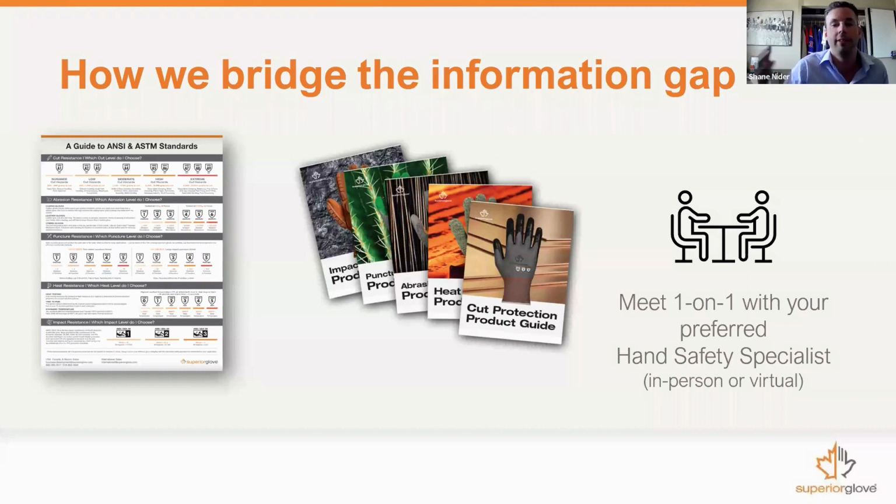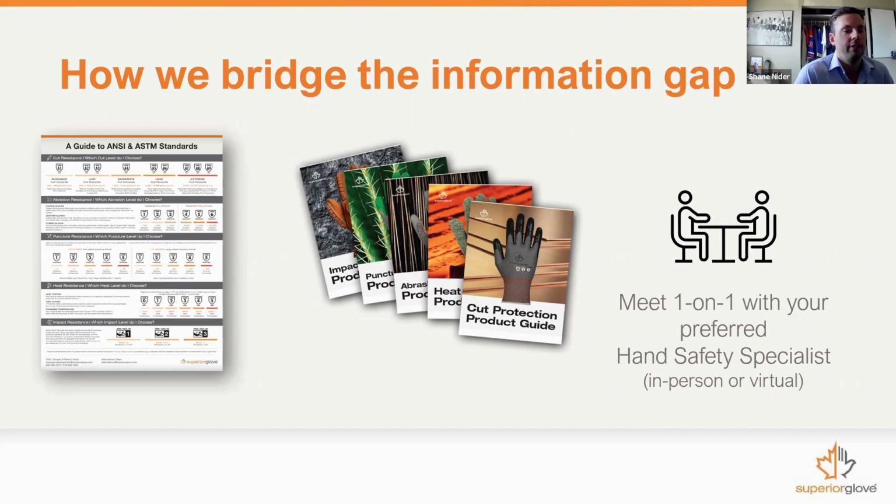So whether it's cut A1 to A9, puncture 1 to 5, that ANSI performance guide is a one-pager, great for tool cribs, great as a training resource, great to incorporate into any hand safety program. It goes through the 5 core performance hazards: cut, abrasion, puncture, heat, and impact. And it's just a reiteration of what we covered today, so it can be used as a roadmap for hazard assessment.